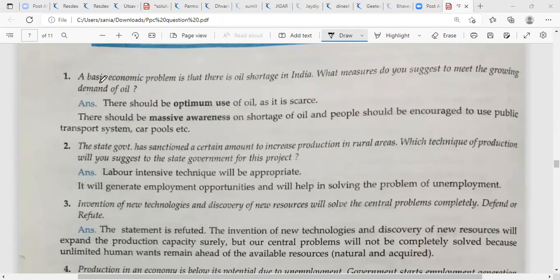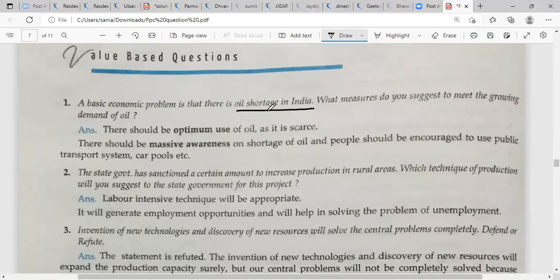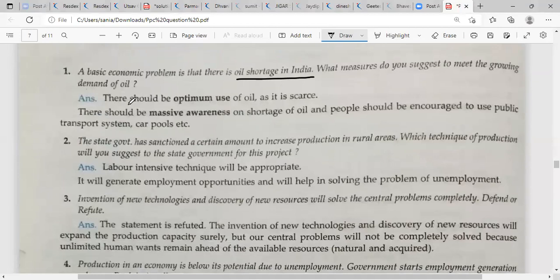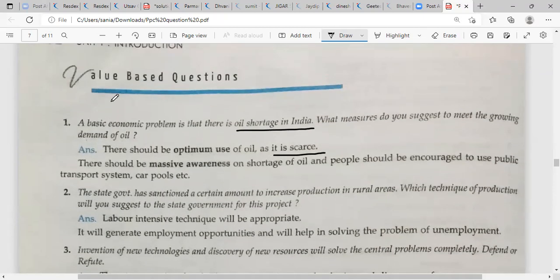The basic economic problem is that there is an oil shortage in India. What measures do you suggest to meet the growing oil demands? These are the value-based questions that you get related to PPC only. So basically, there should be optimum use of oil as it is scarce. You already know oil is very scarce, right? So you should use it in an efficient way. Next, there should be massive awareness on shortage of oil and people should be encouraged to use public transport, carpools and all that.